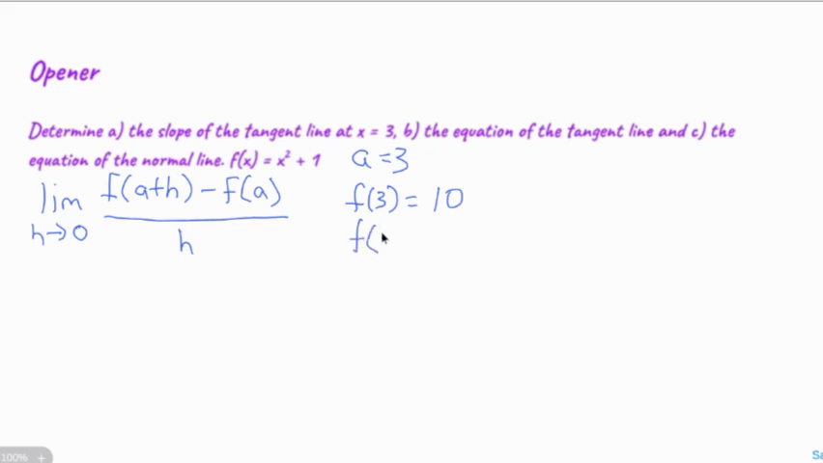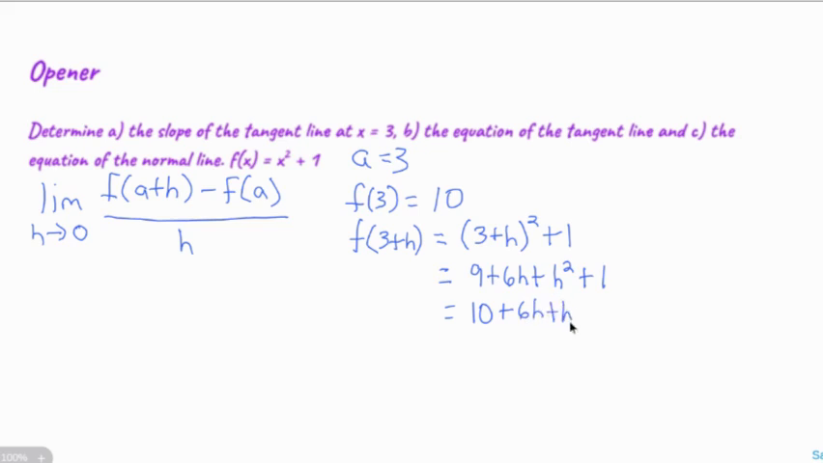And let's look at f of 3 plus h. This equals 3 plus h squared plus 1. Now, this isn't quite as complicated as the one I gave you on the review, but let's go ahead. I'm going to kind of fast forward. This would be 9 plus 6h plus h squared plus 1, which gives us 10 plus 6h plus h squared.